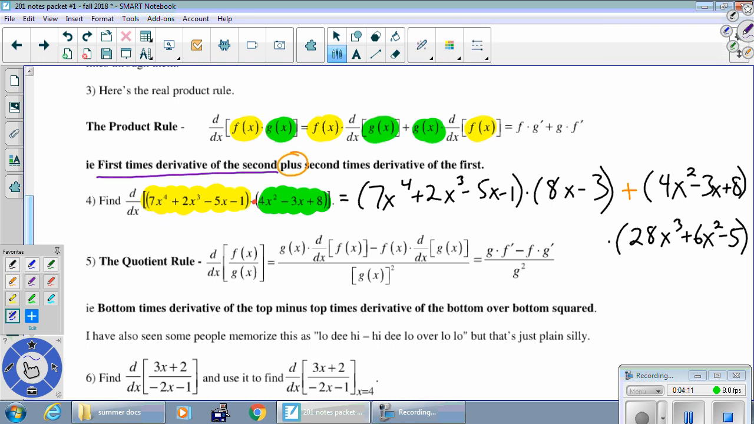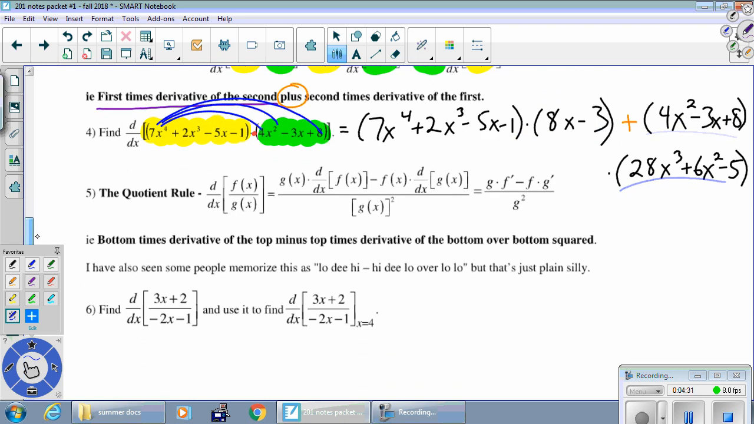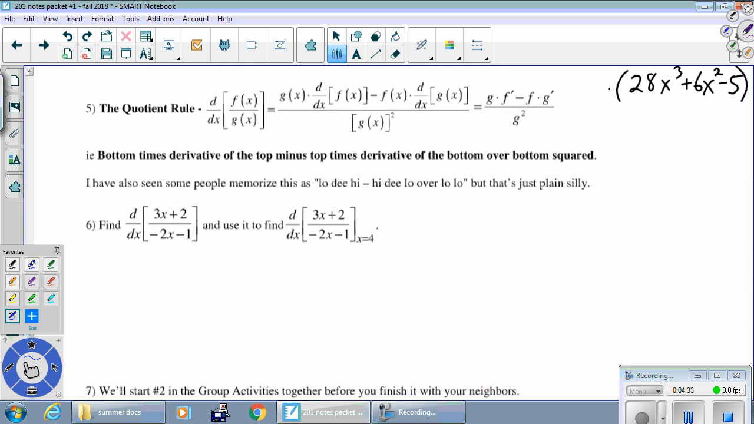If you were so inclined, you could distribute now. Whoops, that's not right. Don't pay any attention to that one, but you could distribute the 7x to the 4th and the 2x cubed and the 5x and 1, and you could likewise distribute everything in here through everything in there, group terms, and you would get the same answer that you would have gotten if we had done that massive distributing in the very beginning, but I'm content leaving the answer in that form right there.